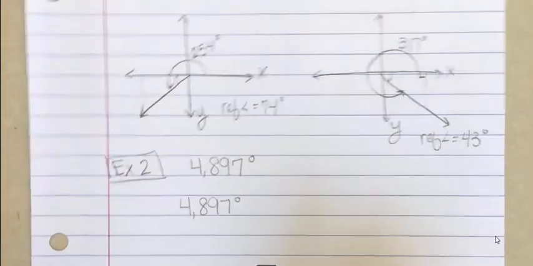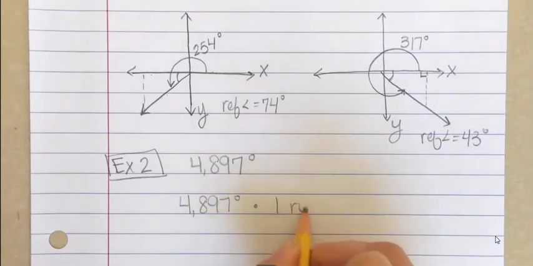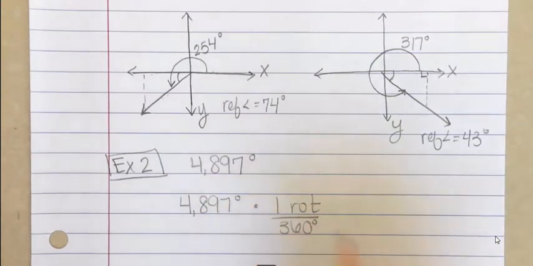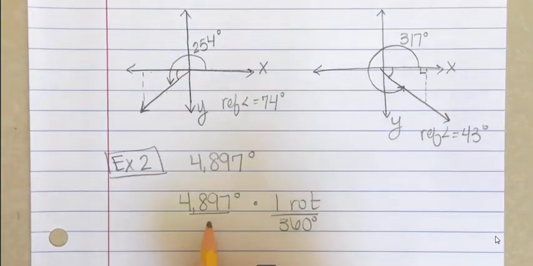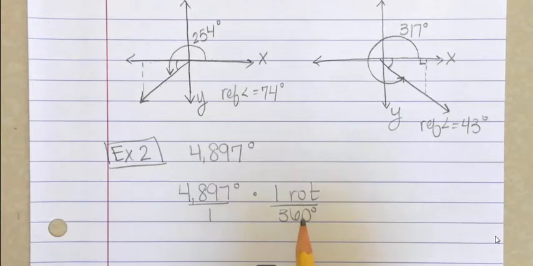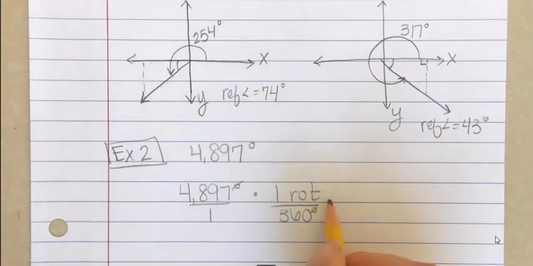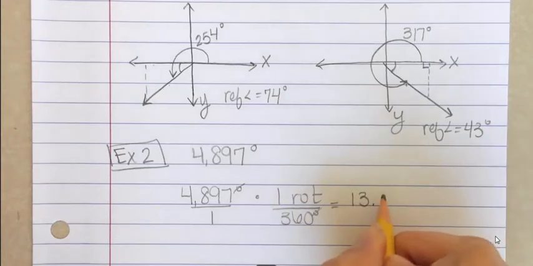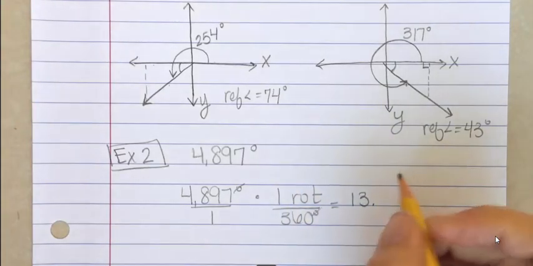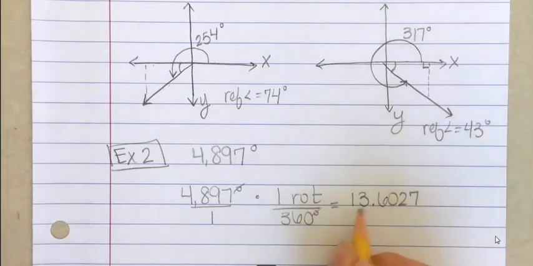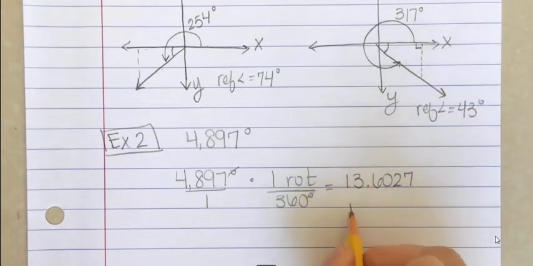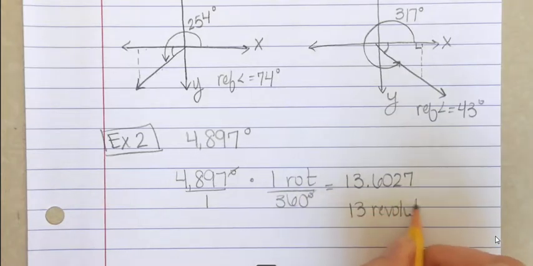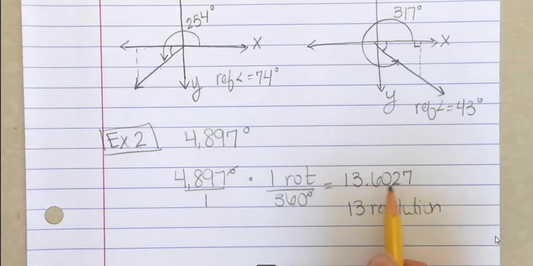4,897 degrees, ooh, let's use some unit analysis. And I know that one rotation is 360 degrees. Then basically I can just multiply, right? Some things reduce, so the degrees are going to reduce, and I'm going to be left with how many rotations I get. If you punch that into your calculator, you're going to get about 13.6027. So there are 13 whole revolutions and 0.6027 of another revolution.